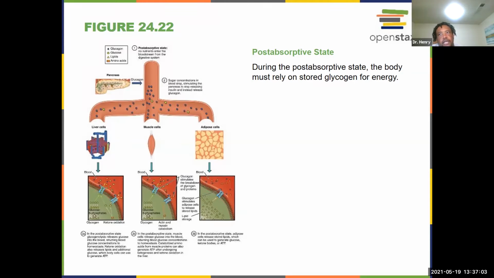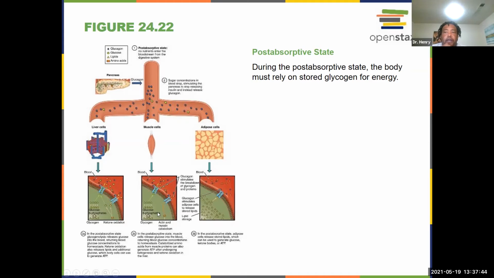Okay, so in this case, at the same time that this is happening, your muscle cells are also being stimulated by the glucagon. The glucagon is going to cause, again, glucose to be released. That release of glucose is going to be coming again from the glycogen. Glycogen is going to be broken down to glucose 6-phosphate. And then glucose 6-phosphate is then going to be broken down to just glucose.